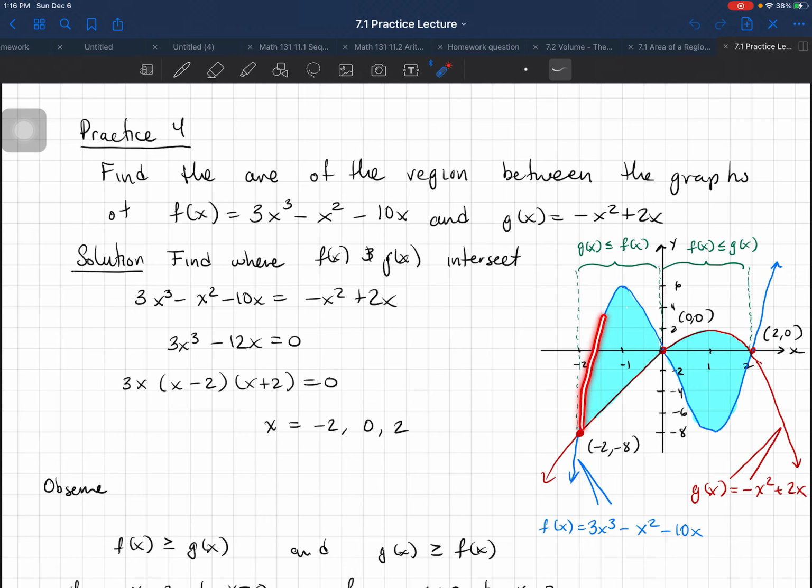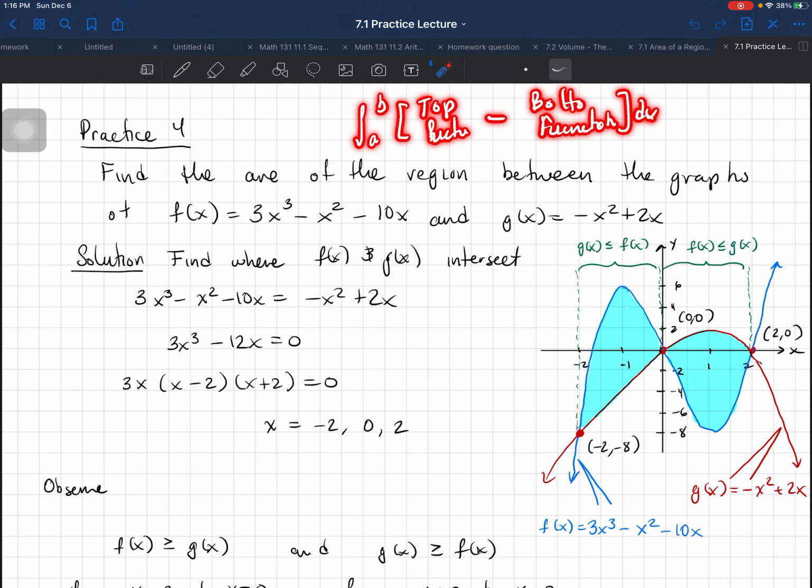this part right here, but over here in the second part, f of x becomes the smaller one. So there is a change of position between the two functions, and that creates a problem, because so far the only formula we knew was the top function minus the bottom function. I emphasized last time that that's a big deal in order to find the proper area.